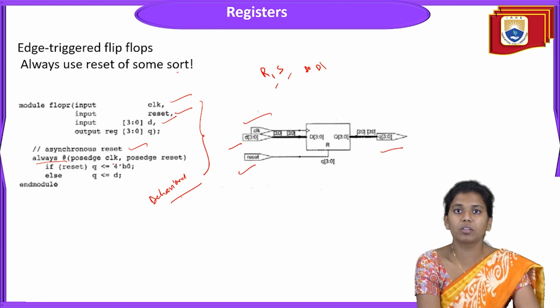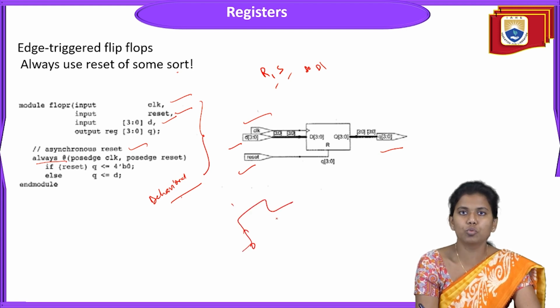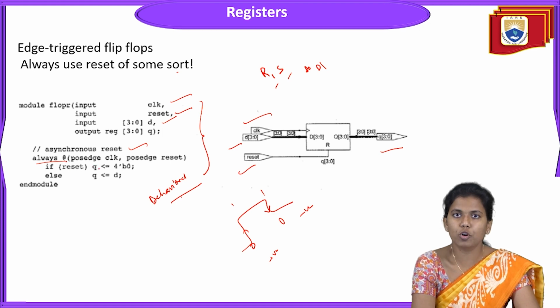As we are talking about edge triggering in flip-flops, we see two kinds of triggering: positive edge, from 0 to 1, and negative edge, from 1 to 0. Okay, 0 to 1, 1 to 0. This is the negative edge and this is the positive edge. So always @ (posedge clock, posedge reset).